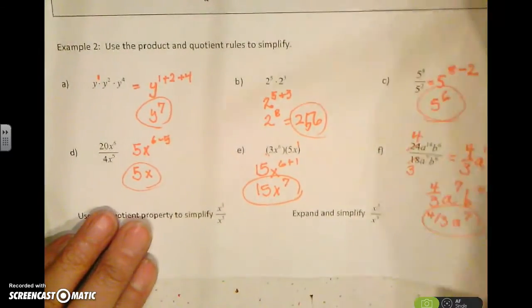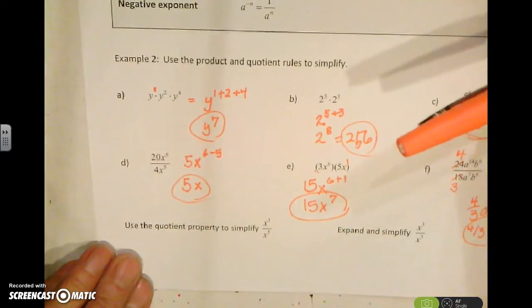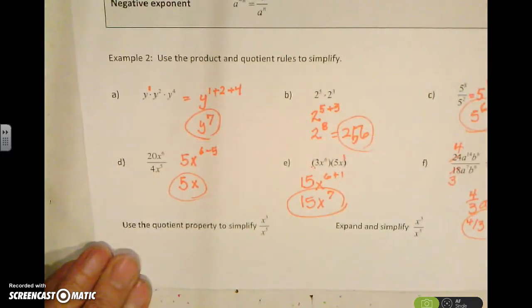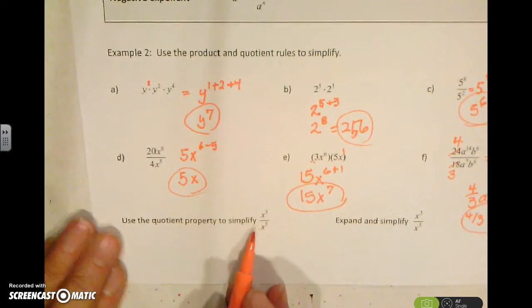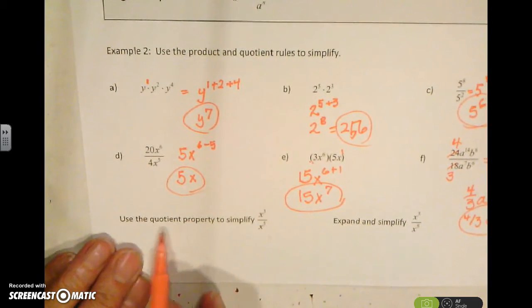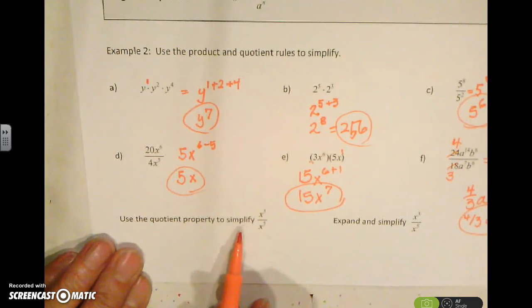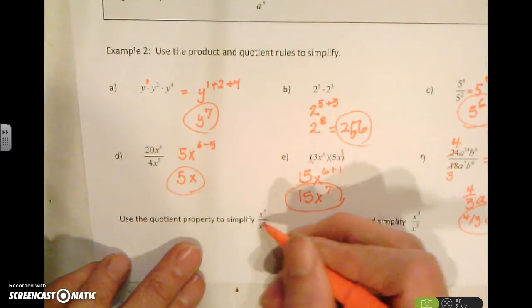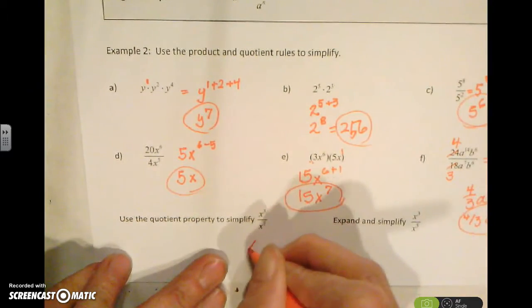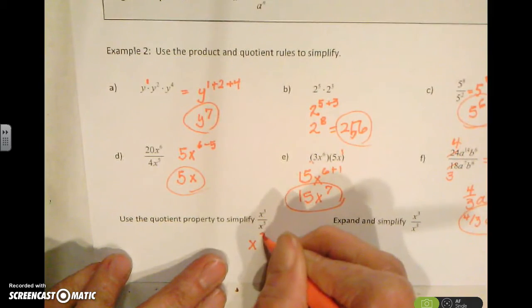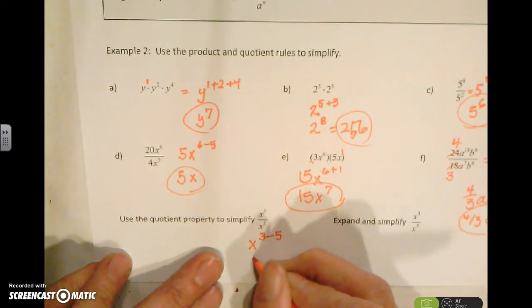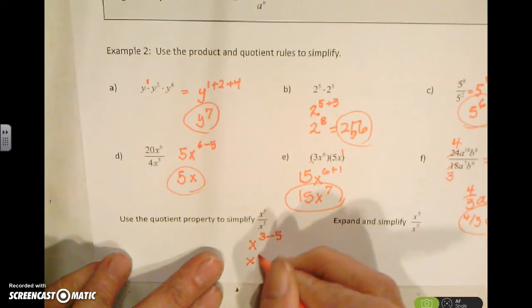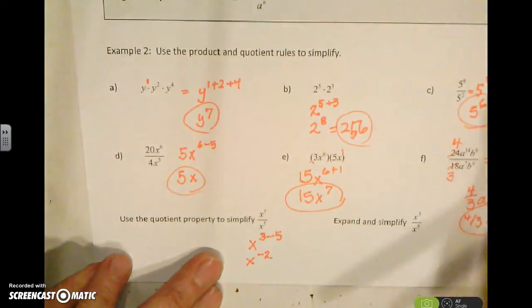And then finally, I have these last two problems. Use the quotient property to simplify x to the 3rd divided by x to the 5th. So the quotient property would say that I take my numerator exponent and subtract my denominator exponent, and I get x to the -2 power.